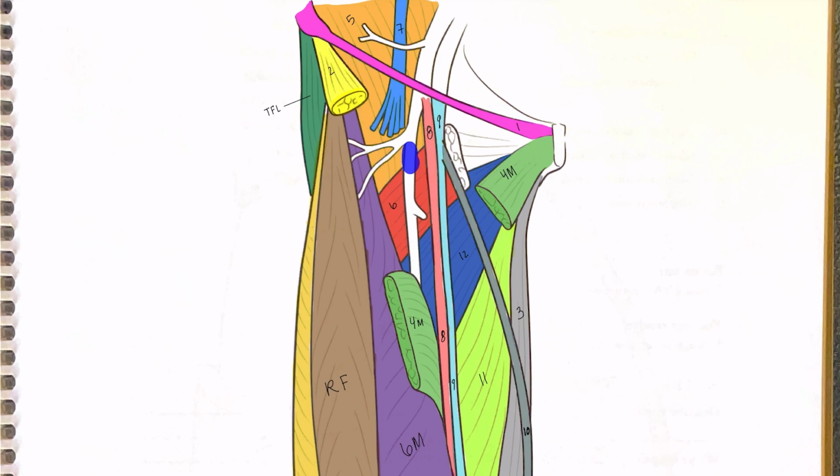This branch right here, there's not a number for it, but this is what's called your deep femoral artery. It's also known by another name, which is your profunda femoris artery. If you remember, you have a profunda brachial artery as well. So just like the arm, the leg has a deep artery.